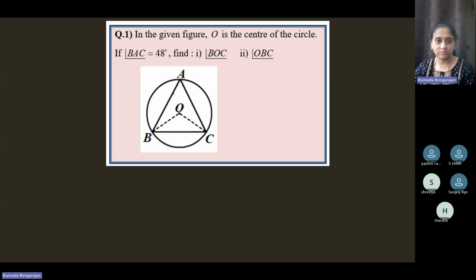Okay. So BAC is 48. This is 48. All right. So this one should be 96. Correct. Now I told you that OBC is an isosceles triangle. So these two sides are equal because radius, which means these two angles are equal. So 96 plus x is equal to 180. You can call each angle x. 96 plus x is 180. Now tell me what's the value of x? So x is OBC.